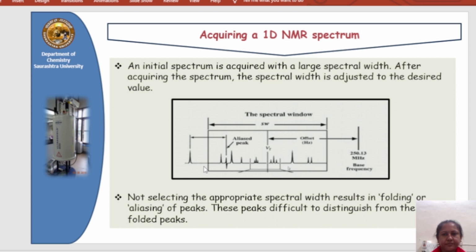In this slide, after setting the pulse width, the next step is the spectral width. We have already discussed spectral width, but here we give some important points. Spectral width means setting the range of chemical shift. If we expect peaks for small molecules in 0 to 10 delta ppm, we have to adjust it to 0 to 10 delta ppm. Beyond 10 delta ppm, if any peak is obtained from the sample, it cannot be detected in that region. So an initial spectrum is acquired with a large spectral width, meaning we use 0 to 15 in the spectrum, and then the spectral width is adjusted to the desired value. So it is just like 0 to 15 on the delta ppm scale.